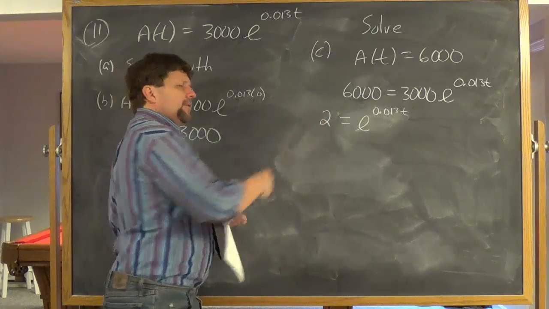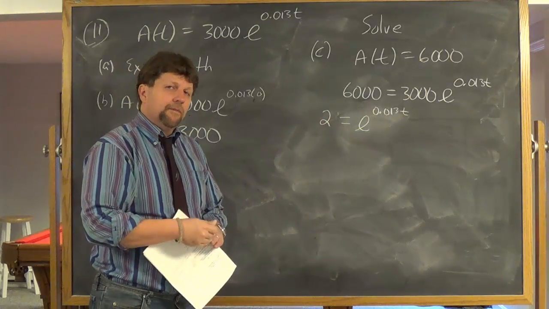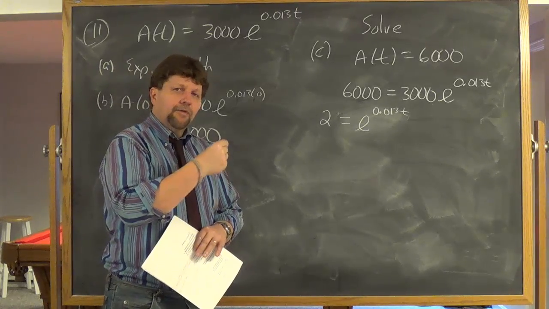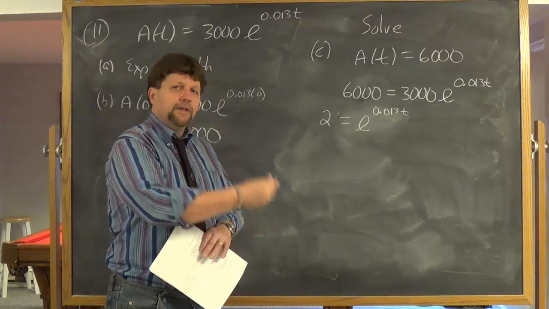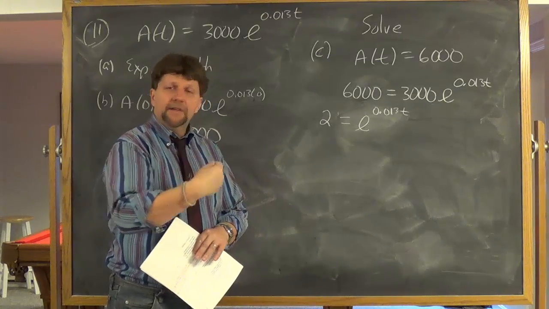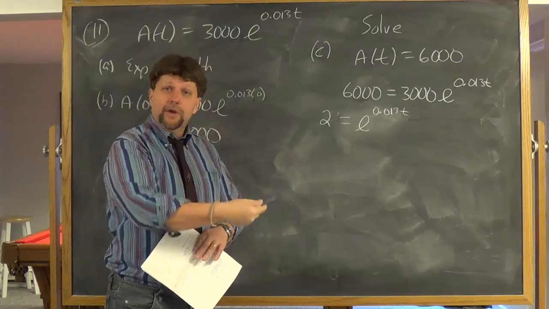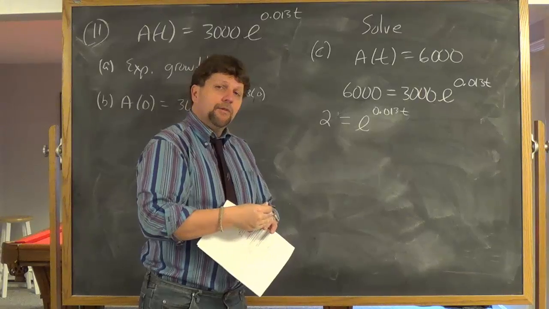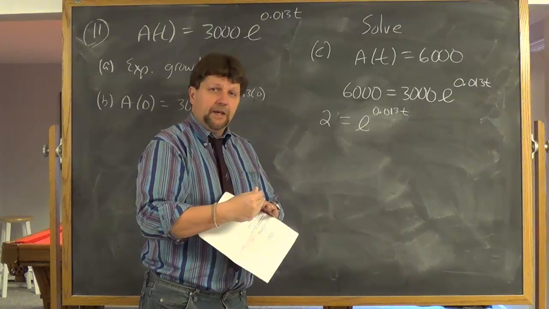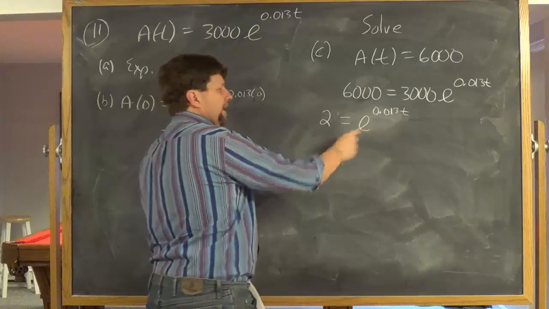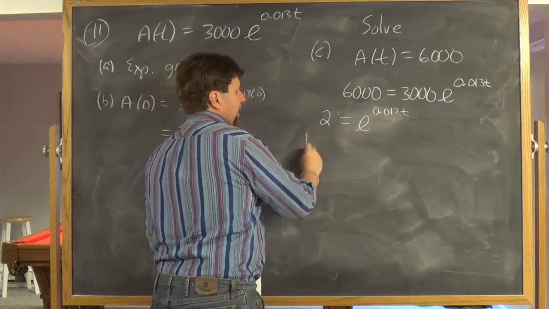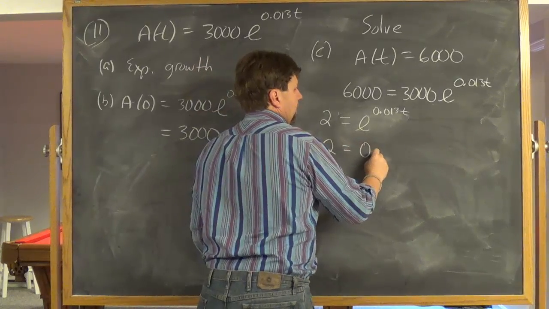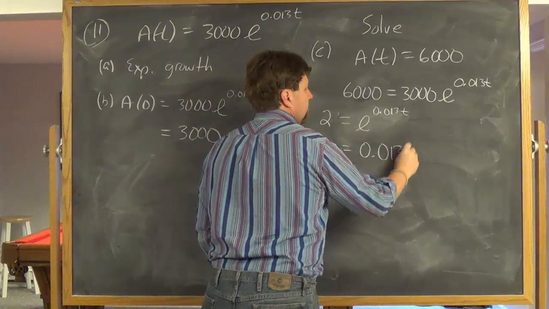All right. Next, I'm going to take this exponential equation and rewrite it as a logarithmic equation. It really is an important skill to be able to go from exponential form to logarithmic form, and vice versa, from logarithmic form to exponential form. Here I have an exponential equation, so I'm going to write that into the logarithmic equation form. And the logarithmic equation form for this equation is the natural log of 2 equals 0.013t.